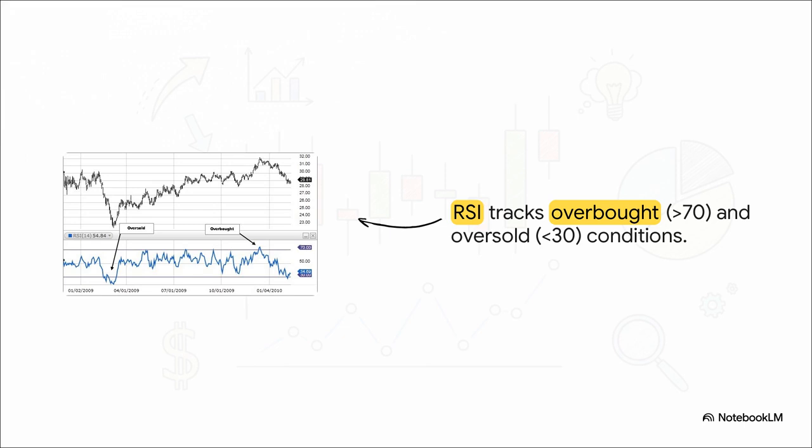But RSI is also amazing for spotting divergences. Think of divergence kind of like a runner sprinting up a steep hill. Their body is still moving forward, but the RSI shows they are totally out of breath. When you see that, a major reversal is usually brewing.